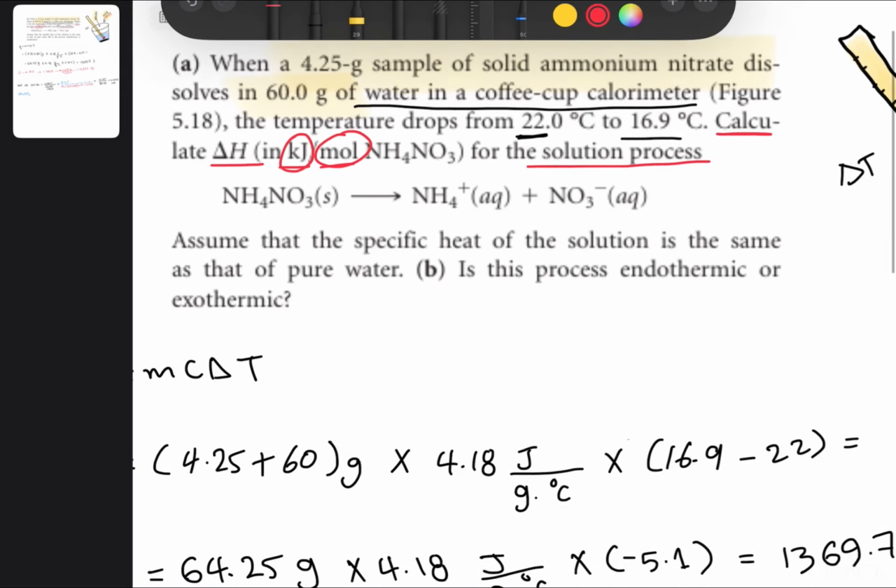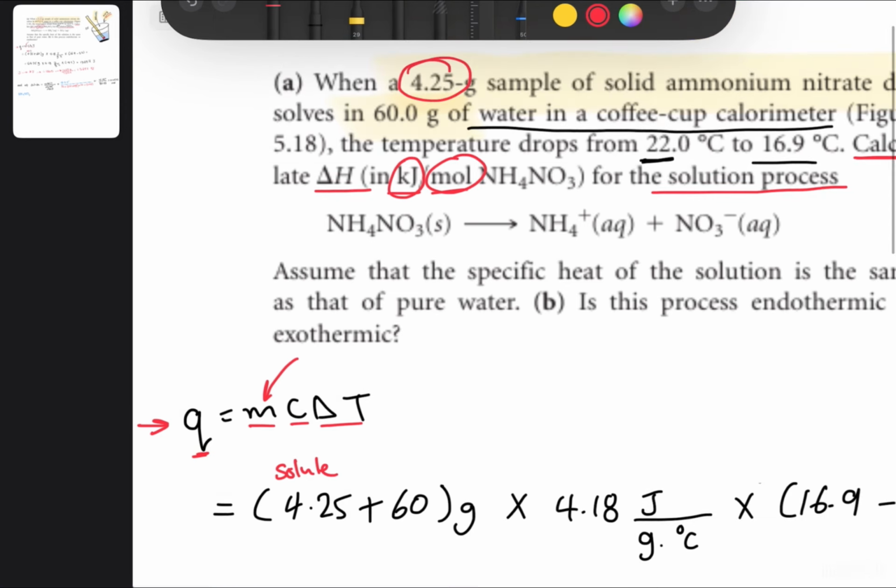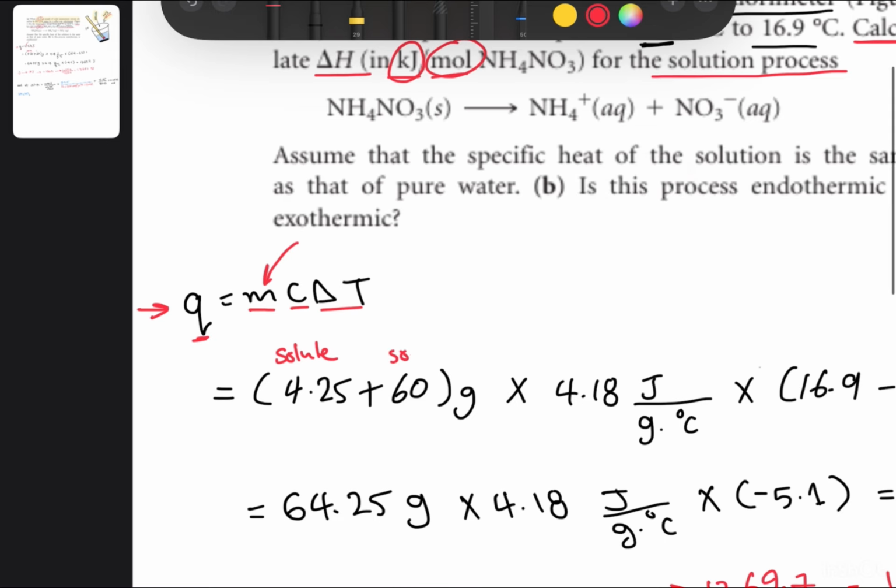All right. So first of all, the first step is calculating the amount of heat, which is represented in terms of Q. So Q equals mc delta T. The m represents the mass of solute and solvent. So we have solute, which is ammonium nitrate, 4.25, and we have the solvent, which is water. You add the masses of solute and solvent, which represents the mass of solution. And then we multiply it by 4.18.